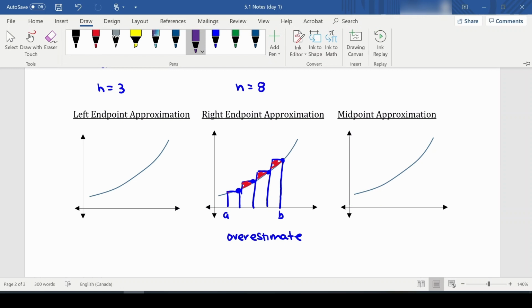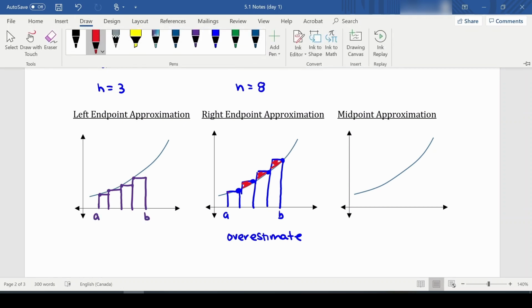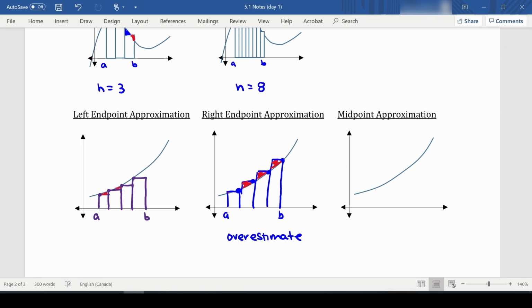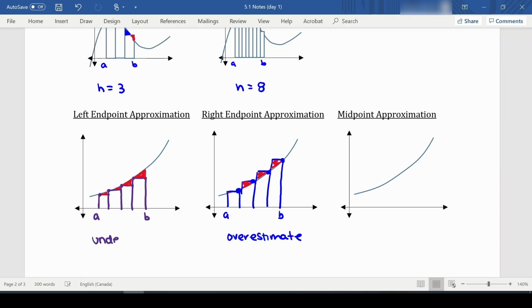If I do left endpoints, that means that the top left corner will go on our curve. So that's going to look something like this. And we can see that this would be an underestimate because I have these gaps where I did not fill in the area under the curve. I'm missing chunks of my area. So this is going to be an underestimate.